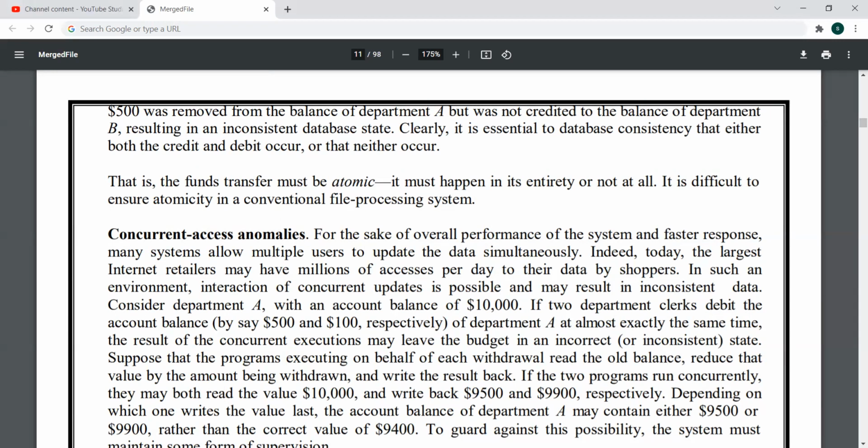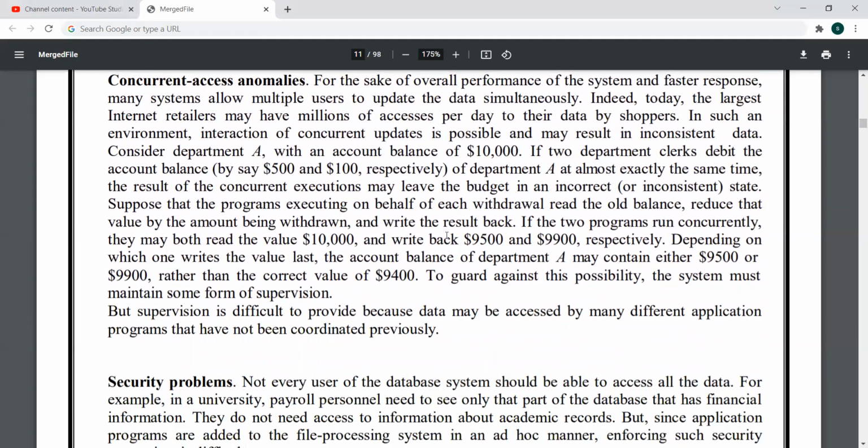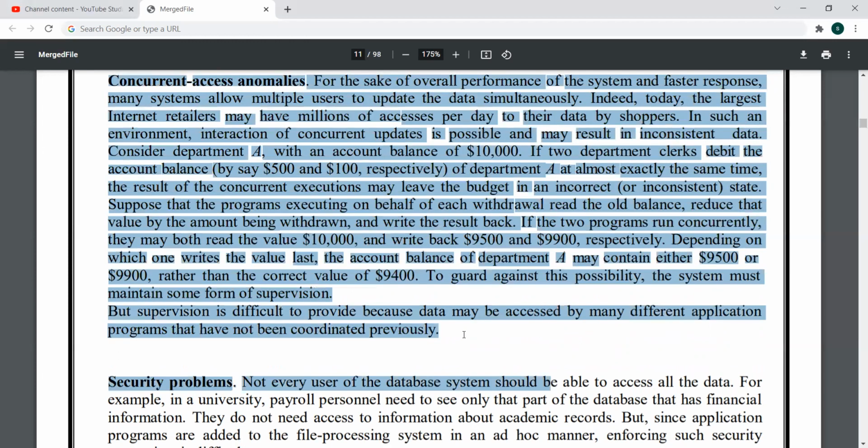The next disadvantage is concurrent access anomalies. For the sake of overall performance of the system and faster response, many systems allow multiple users to update the data simultaneously. Indeed, today, the largest internet retailers may have millions of accesses per day to their data by shoppers. In such an environment, interaction of concurrent updates is possible and may result in inconsistent data.